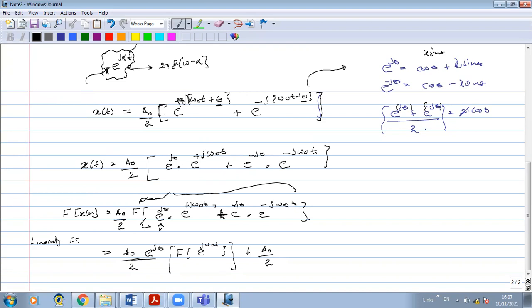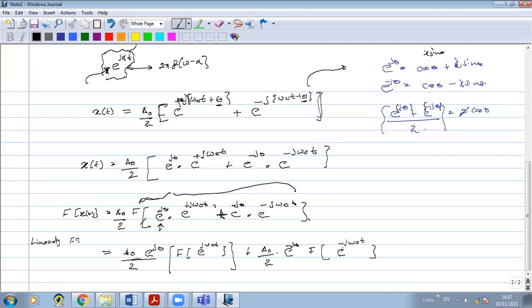So you can see that e to the power j theta is a constant, so I can take it out. I will get e to the power j theta out. And I have the Fourier transform of e to the power minus j omega naught t.